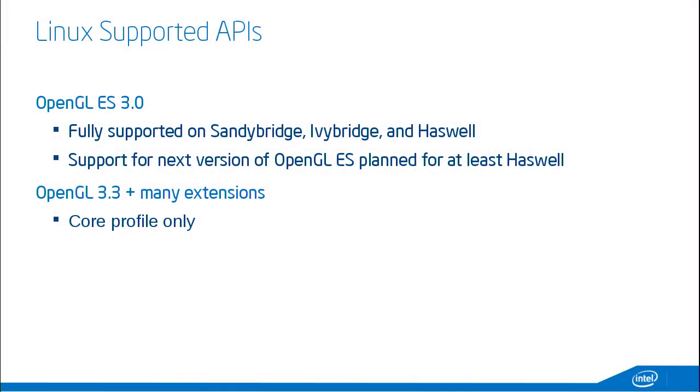So what we currently support on our graphics chips is OpenGL ES 3.0 on Sandy Bridge, Ivy Bridge, and Haswell. We're planning support for the next version of OpenGL ES, at least on Haswell. Other parts will get support as we have time and customer demand. Right now on Ivy Bridge and Haswell, we support OpenGL 3.3 and a big pile of extensions. If folks are interested in knowing exactly what the set of extensions is, I'd love to chat. We only support the core profile.